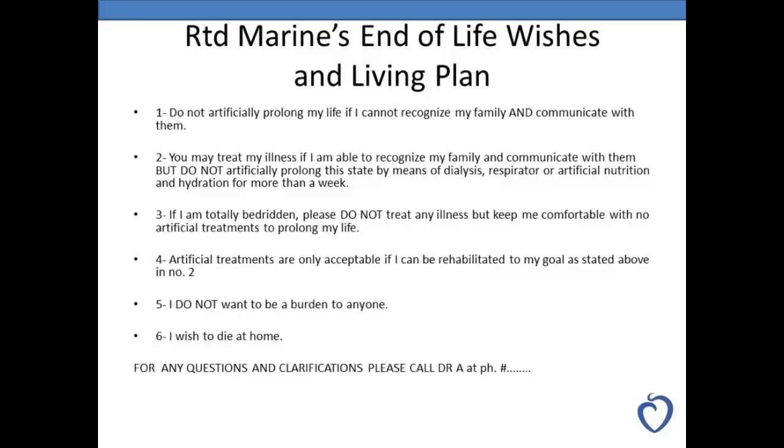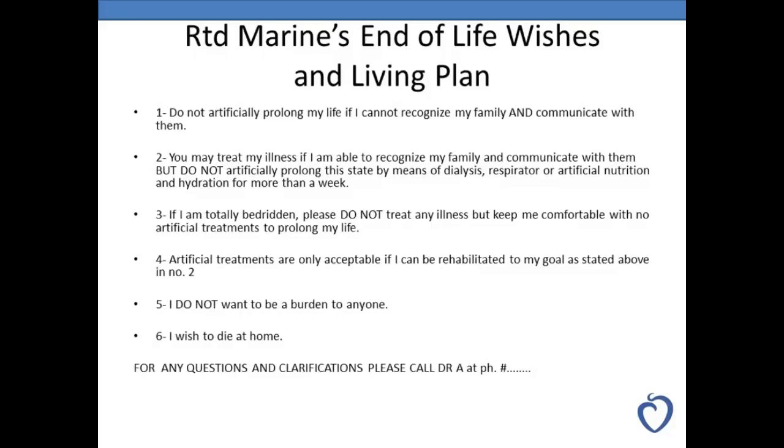And his wishes said, number one, do not artificially prolong my life if I cannot recognize my family and communicate with them. Number two, you may treat my illness if I'm able to recognize my family and communicate with them, but do not artificially prolong this state by means of dialysis, respirator, or artificial nutrition hydration for more than a week. In other words, he gave us a week. He said, if in a week it looks like I'm gonna get better, fine, you can continue getting me back to my levels. Otherwise, that's long enough.